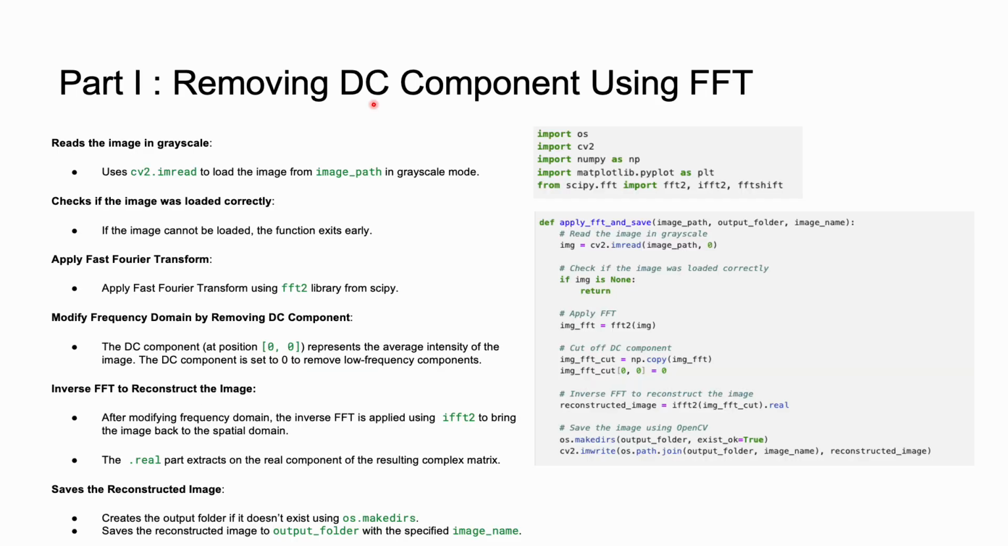Here is the code and technique that was used to remove the DC component. I'm using Python and libraries like SciPy to apply 2D FFT.